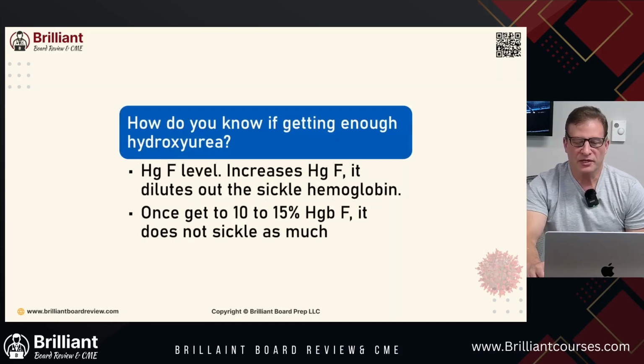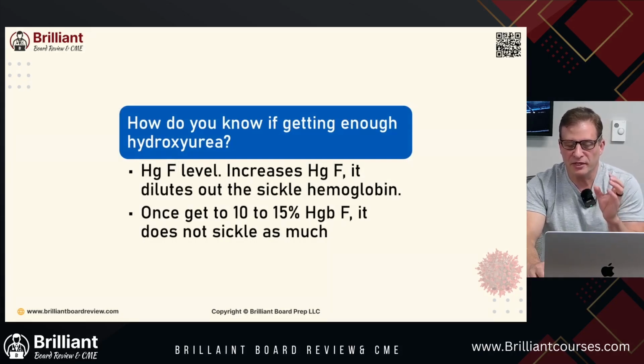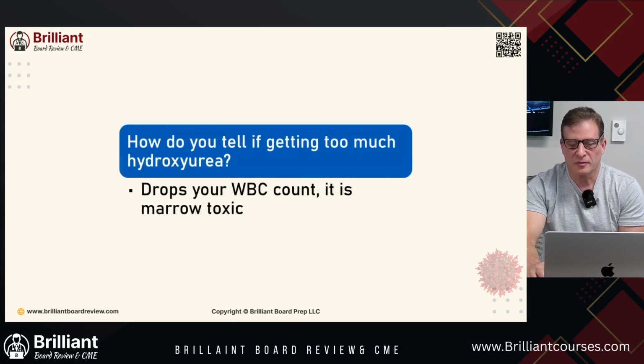How do you know if you're getting enough hydroxyurea? The hemoglobin F, the fetal hemoglobin level, increases, and it dilutes out the sickle cell hemoglobin. Once it gets to 10 to 15% hemoglobin F, it does not sickle as much. How do you know if you're getting too much hydroxyurea? When you have drops in the white blood count, because it is myelotoxic.